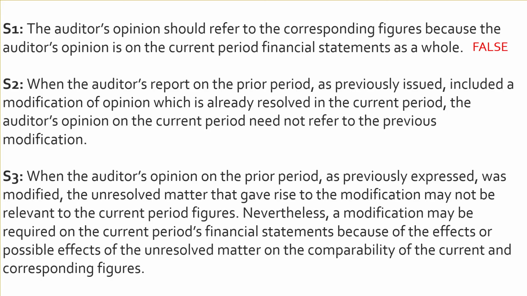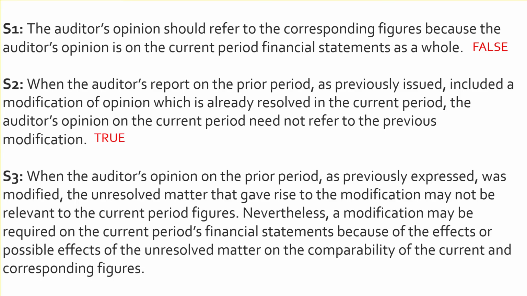Statement 2. When the auditor's report on the prior period as previously issued included a modification of opinion which is already resolved in the current period, so the client has already corrected it, the auditor's opinion on the current period need not refer to the previous modification. And for this one, that is, of course, true. The client has already corrected it. The auditor only needs to highlight the fact that the auditor's opinion has been changed.